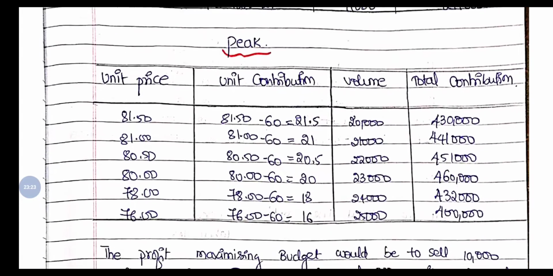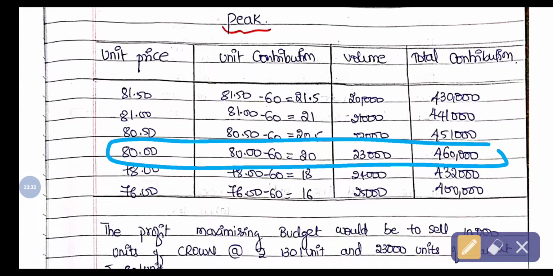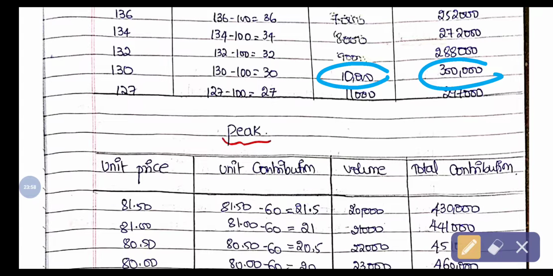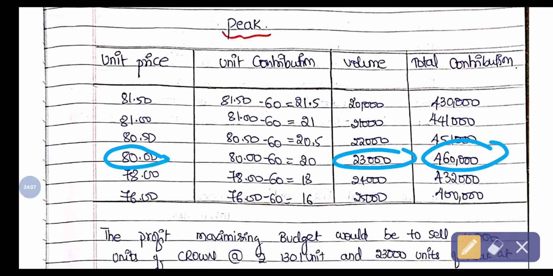So let's see in the peak. In peak, which one is highest? If you see, the most highest one is this one, 4,60,000. When we compare all other contributions, this is the highest one. So at rupees 80, we are suggesting they should go for a volume of 23,000 per month at rupees 80. So in the Crown we suggested 130 rupees, 3 lakh and 10,000 volume. In peak, we are suggesting 80 rupees should be the selling price, and 23,000 should be the volume. We will get 4,60,000.